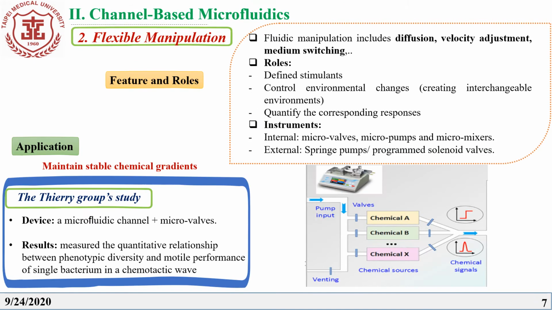And the second typical feature is flexible manipulation. It includes diffusion, velocity adjustment, and medium switching. You have to know the roles of flexible manipulation. There are a lot of benefits, such as defining stimulants, controlling environmental changes, as well as quantifying the corresponding responses.